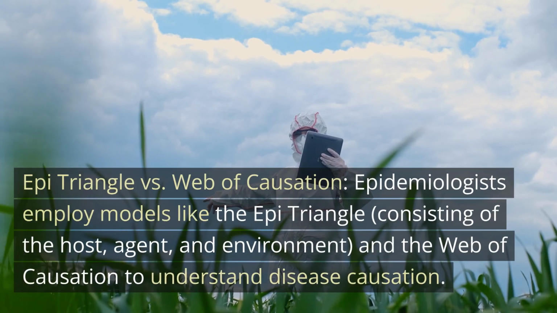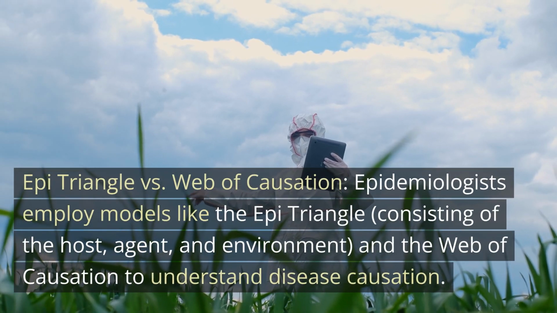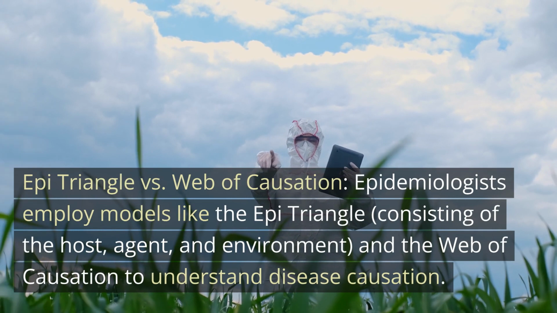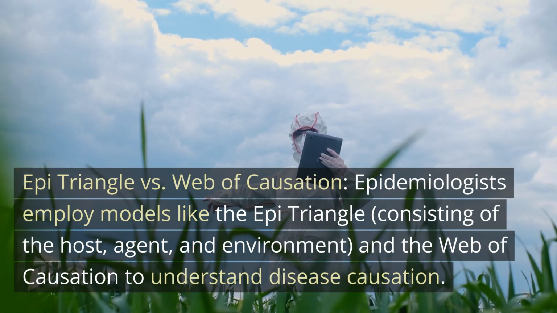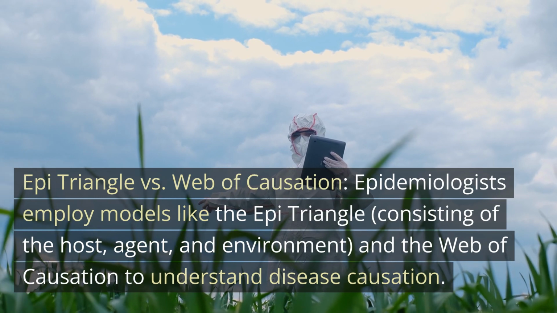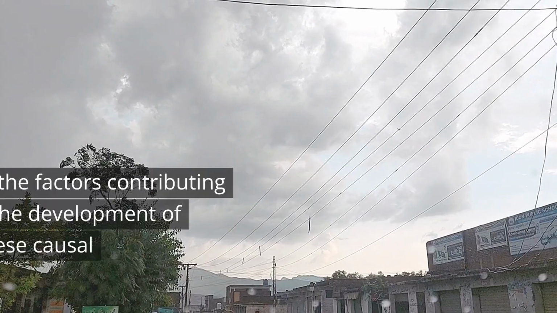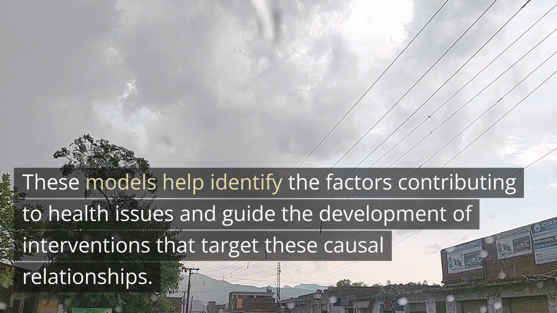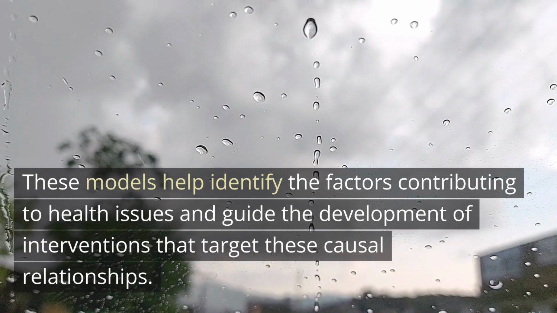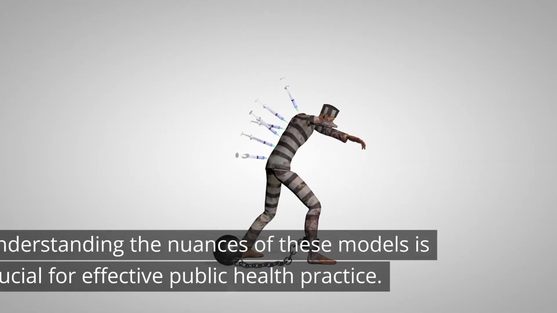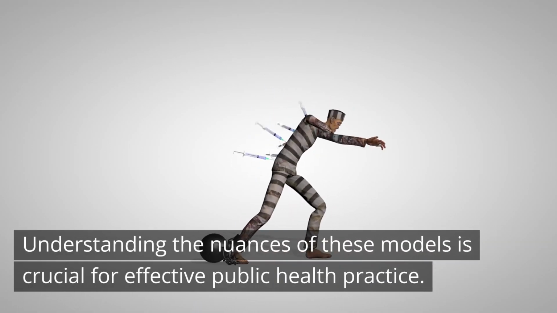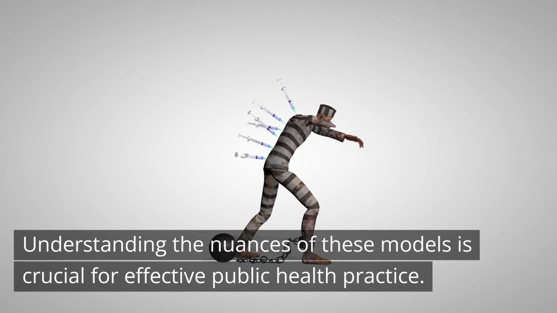EPI triangle versus web of causation. Epidemiologists employ models like the EPI triangle, consisting of the host, agent, and environment, and the web of causation to understand disease causation. These models help identify the factors contributing to health issues and guide the development of interventions that target these causal relationships. Understanding the nuances of these models is crucial for effective public health practice.